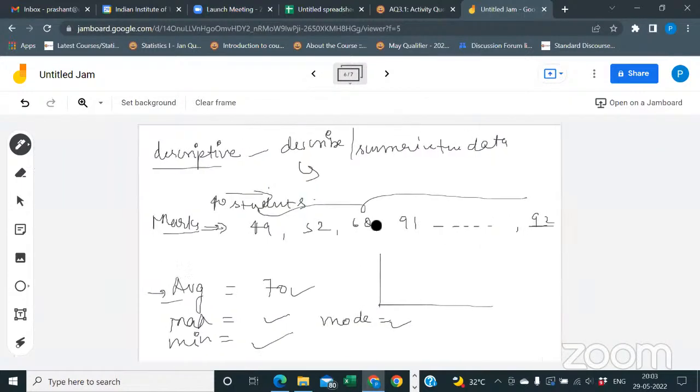In descriptive statistics, whether I have 40 students, 4 students, or 400 students, I can do the calculation for them. This is descriptive.